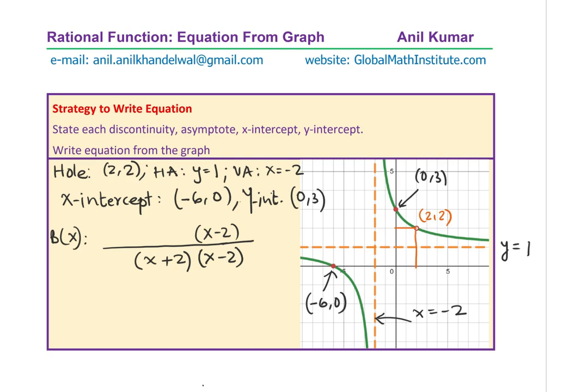Perfect. Now we have an x-intercept which is minus 6. That means if I substitute x equals minus 6, I should get a 0, right? So that means there is a factor which is x plus 6 in the numerator. You get the idea. Now all this gives you the idea of how the rational function could look like.